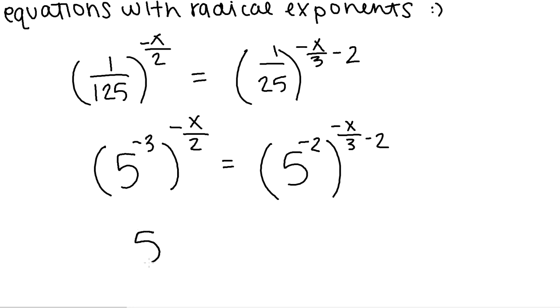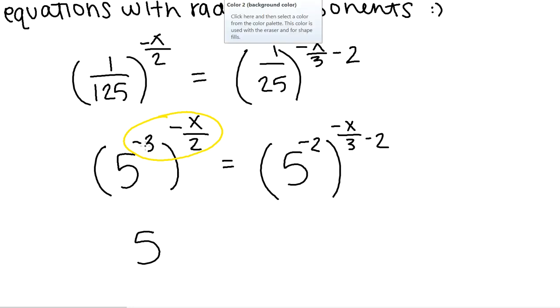The goal is to make things as simple as possible, because when you look at that first original problem, holy moly, it's overwhelming. There's so much going on. So we're trying to make this as simple as can be. So the power rule tells me that I can take an exponent being raised to an exponent, which this is, and I can multiply them together. So negative 3 times negative x over 2.